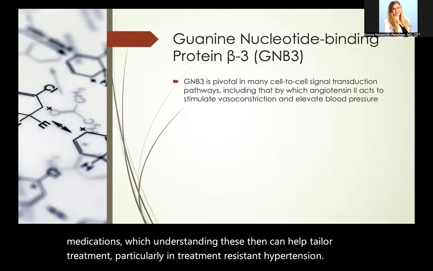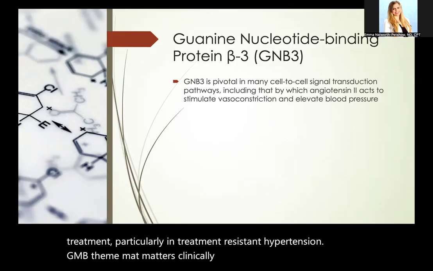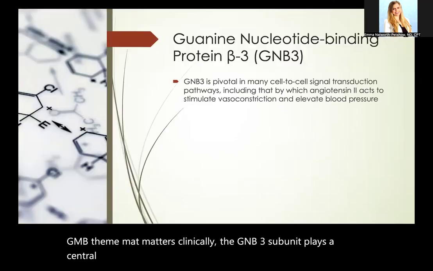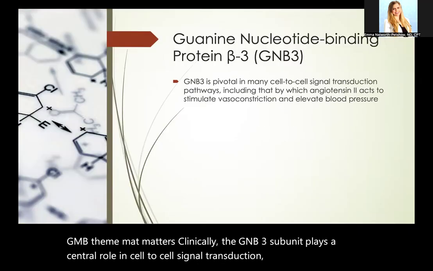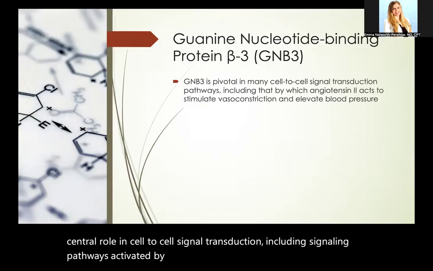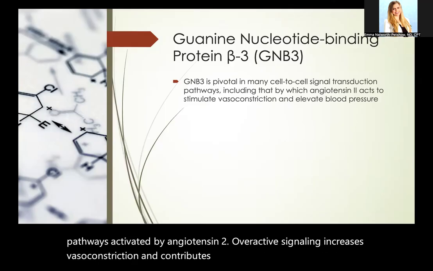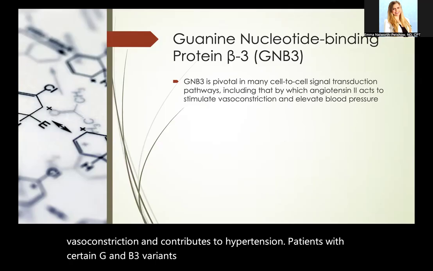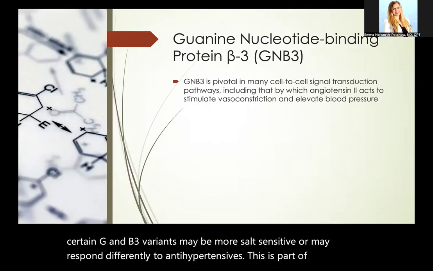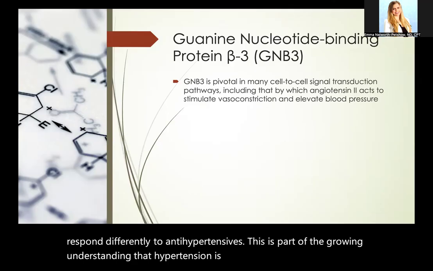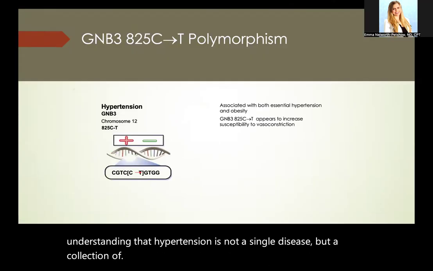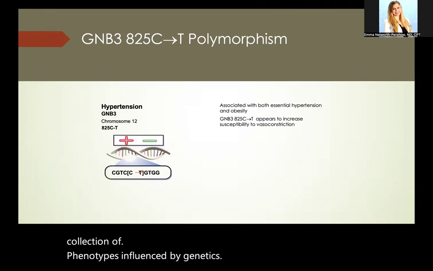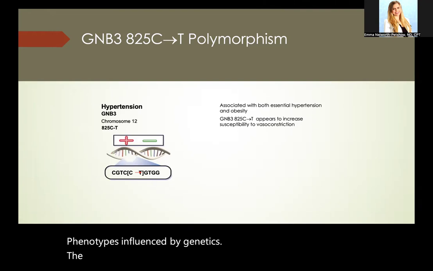GNB3 matters clinically. The GNB3 subunit plays a central role in cell-to-cell signal transduction, including signaling pathways activated by angiotensin 2. Overactive signaling increases vasoconstriction and contributes to hypertension. Patients with certain GNB3 variants may be more salt sensitive or may respond differently to antihypertensives. This is part of the growing understanding that hypertension is not a single disease, but a collection of phenotypes influenced by genetics. The 825C>T variant is associated with essential hypertension and obesity.